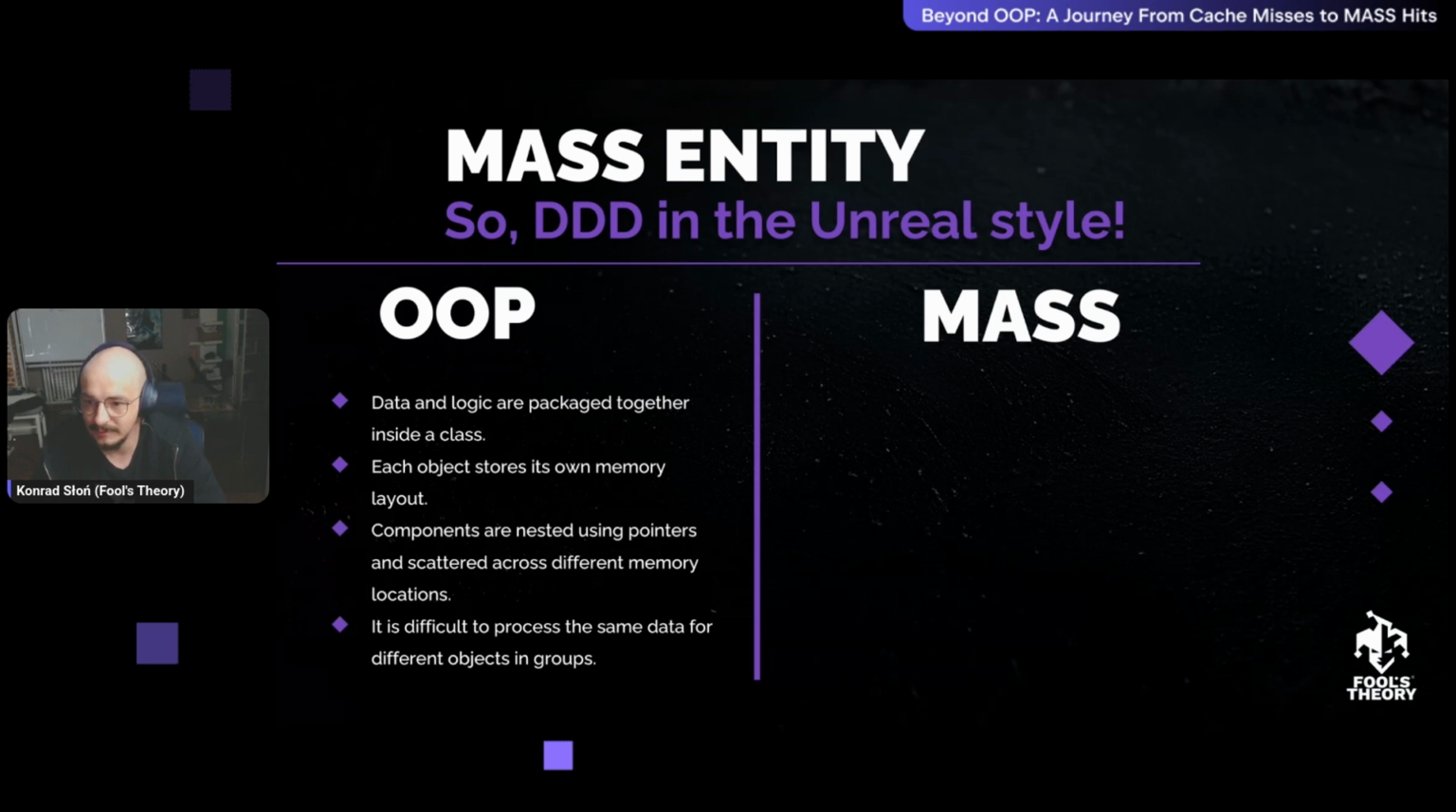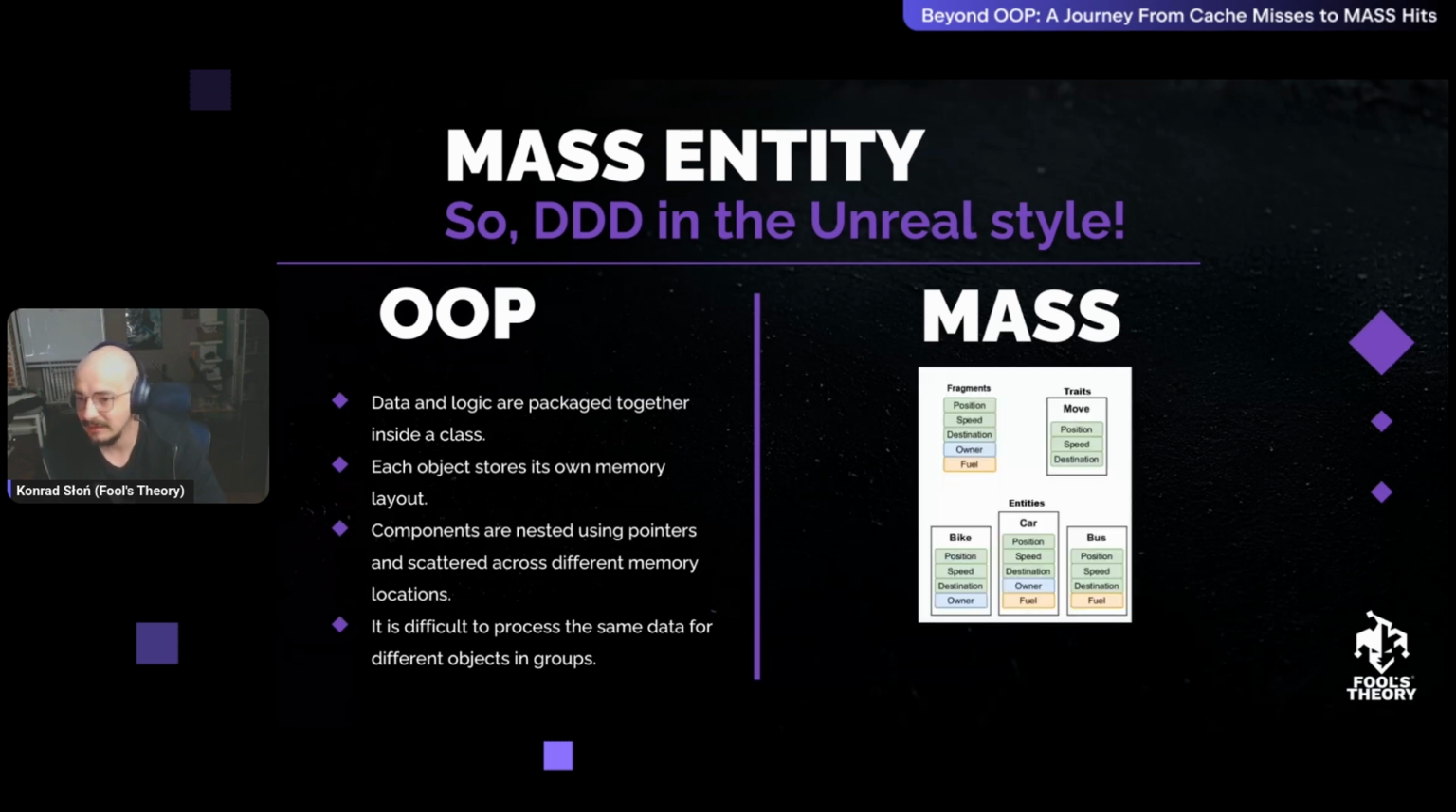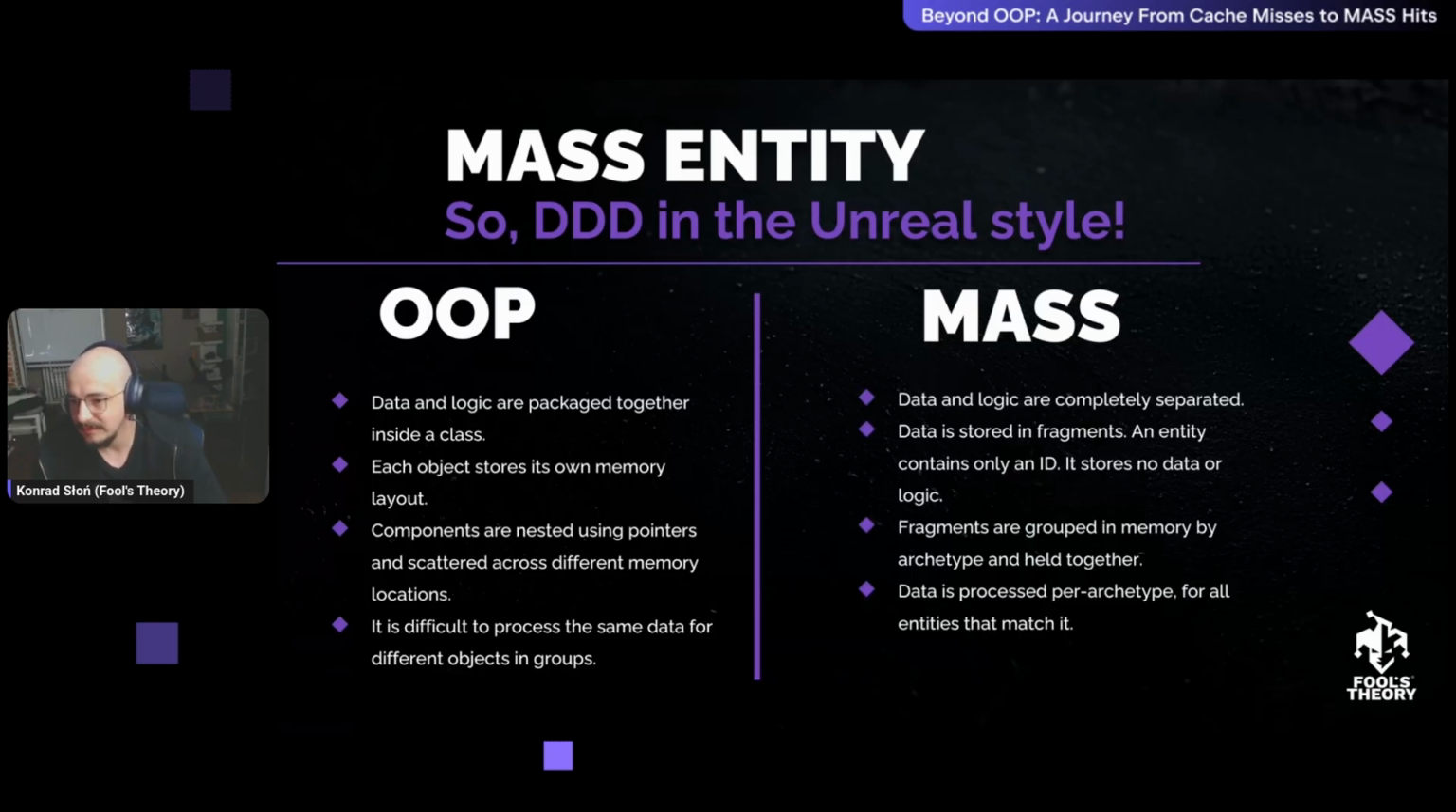and it's difficult to process the same data from different objects in groups. In Mass, on the other hand, you have arrays, and arrays store your data. So its data and logic are completely separated. Data is stored in fragments, and an entity contains only an ID. It stores no data. Fragments are grouped in memory by archetype and held together, and data is processed per archetype for all entities that match it.